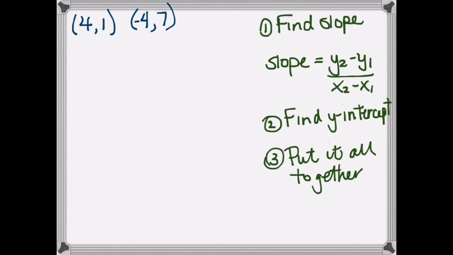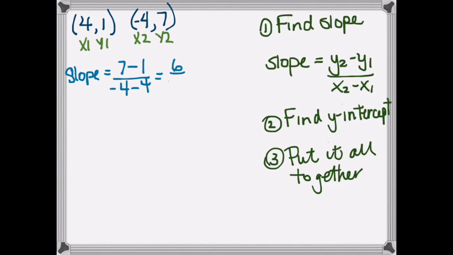So let's try one more. For this set of points, we have 4, 1 and -4, 7. First step is to find the slope, so let's label our points. I have x1, y1, x2, y2. So now I'm going to go ahead and I'm going to find the slope. y2 is 7 minus y1 is 1 over x2 is -4 minus x1 is 4. So when we simplify here, we're going to get 6 over -8, which then simplifies to -3/4.